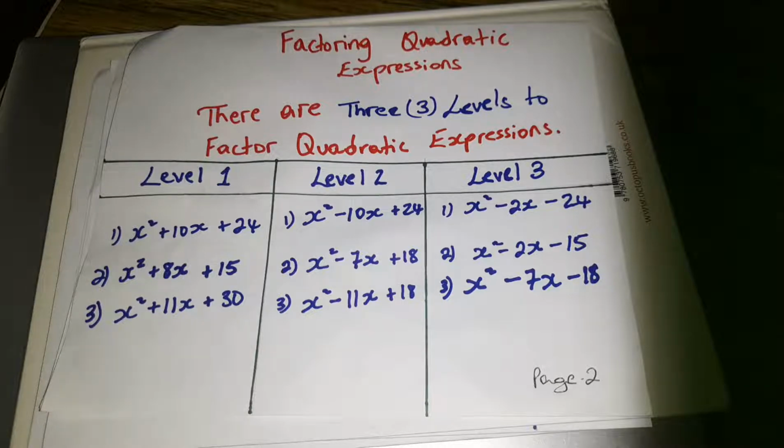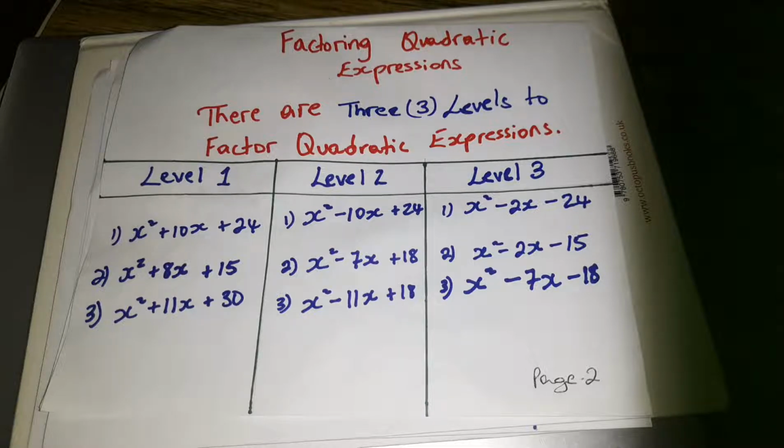Now we are placing quadratic expression into 3 levels. What I use to place them in levels is sign. You have to look at the signs. Level 1 is the easiest, then level 2, then level 3. For level 1, all the signs are positive. For the coefficients, that's what I'm talking about, and we're focusing on just the b and the c term. For level 1, b and c are positive. For level 2, only the b term is negative, so just bear that in mind.